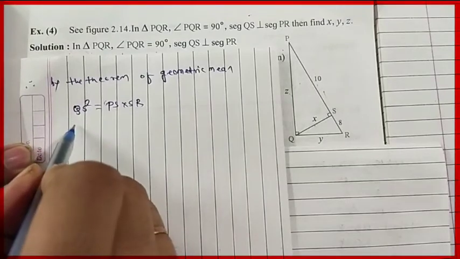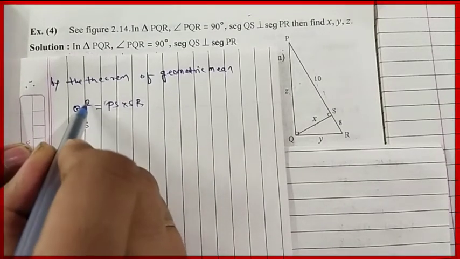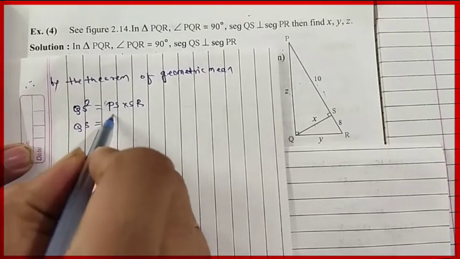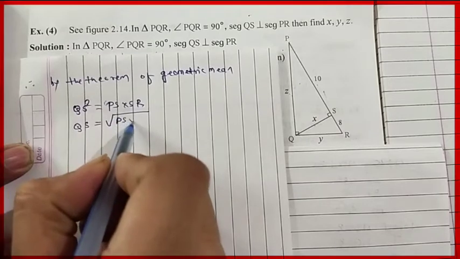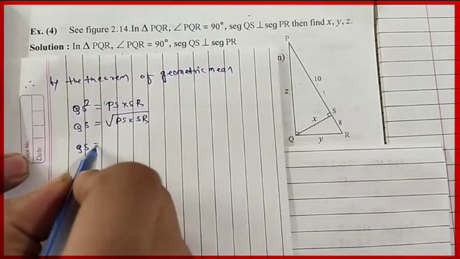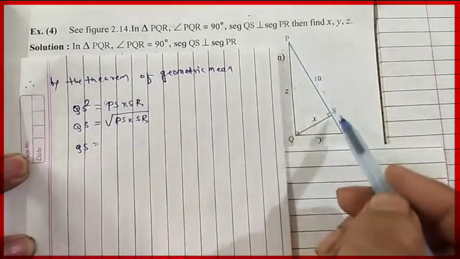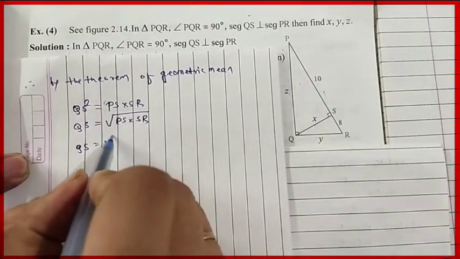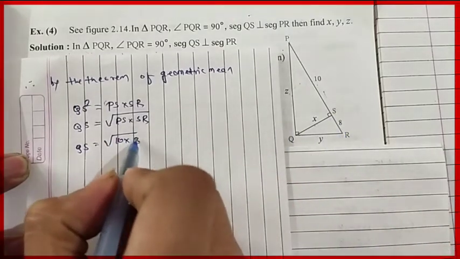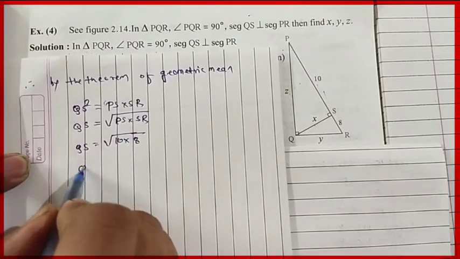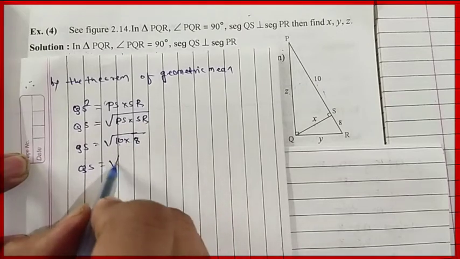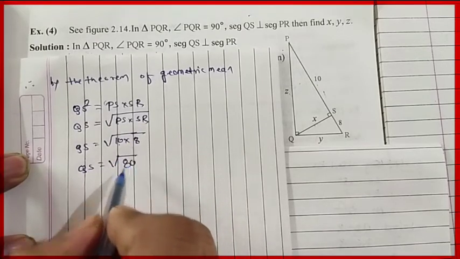So, we are taking square root both the sides. So, what will we get? We will get QS equals root PS into SR. Okay. So, QS equals, what is PS? PS is 10. So, we have to write 10 here, into SR. SR is 8. So, we have to write 8 here. Okay. So, QS equals, see, 8 into 10 is 80. It is 80.